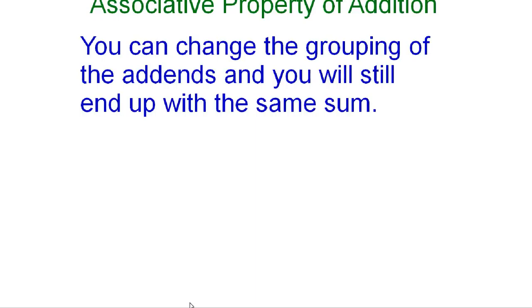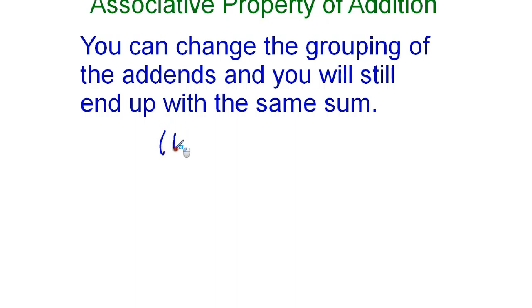In this lesson, we're going to talk about the associative property. The associative property says that you can change the grouping of the addends and you will still end up with the same sum. So you might be wondering, what does that mean? Well, let's take a look at an example, and you'll see these examples on algebraclass.com as you're working through them.